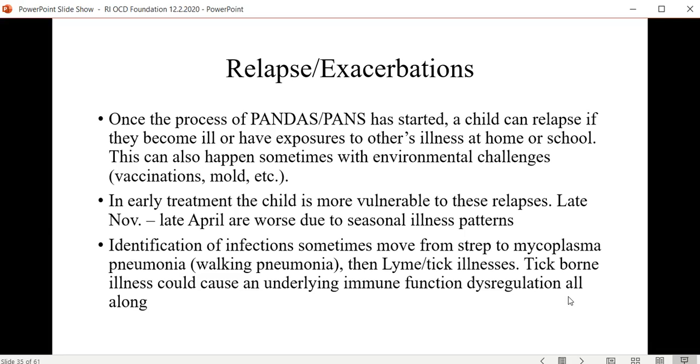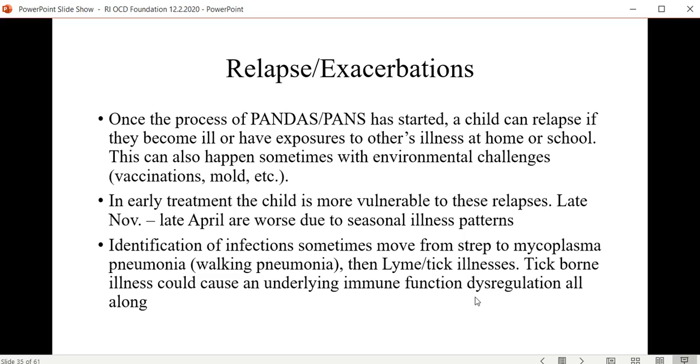And identification of infections at all levels is critical to getting to the underlying immune issue. And sometimes we see strep at first, and then we see mycoplasma, and then I begin to look for tick disorder, because ticks in and of themselves create immune disruption. And there can be a long process between a tick bite you had at 7 and your behavior at 10 that starts to fall apart. And no one puts those two together.